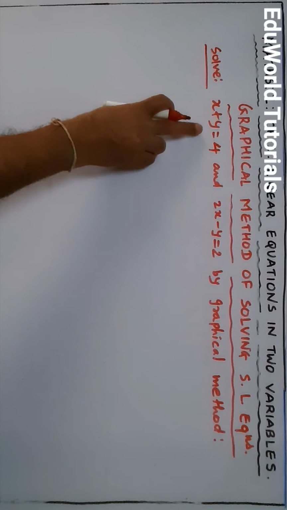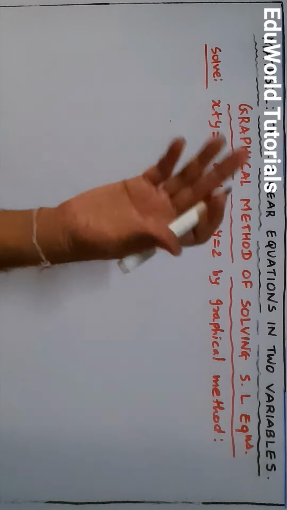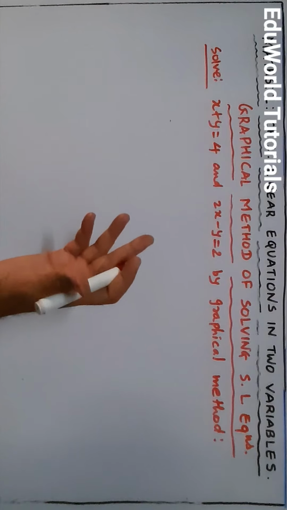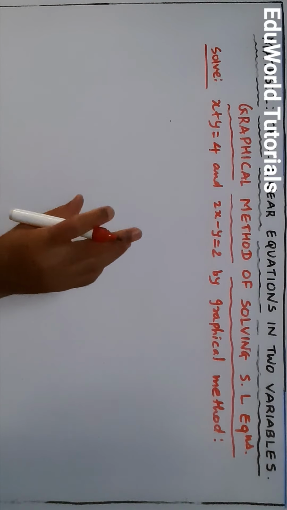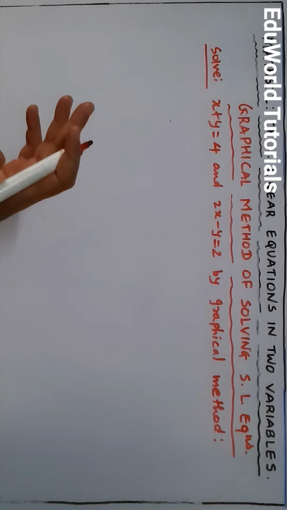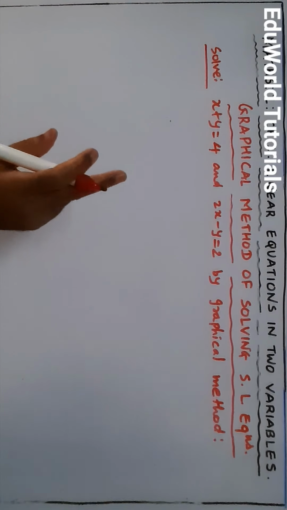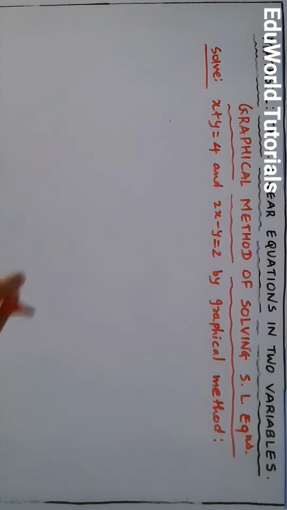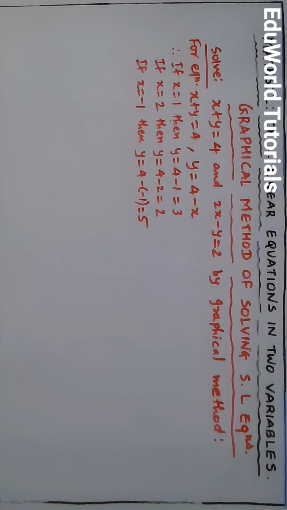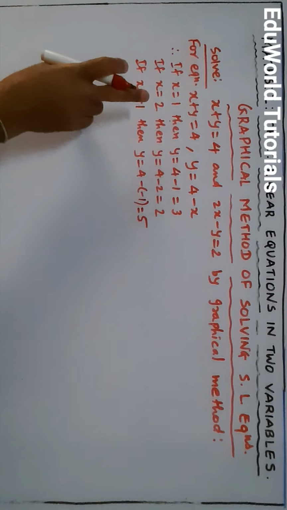But as usual, as we have seen earlier in the first practice set 1.1, we were using different types of methods. Now this is the graphical method, and that is why we will first do some working. How to do the working? This is the way we should do the working.